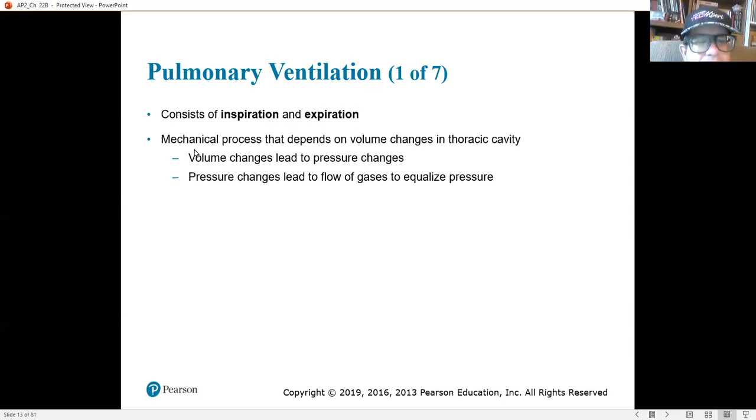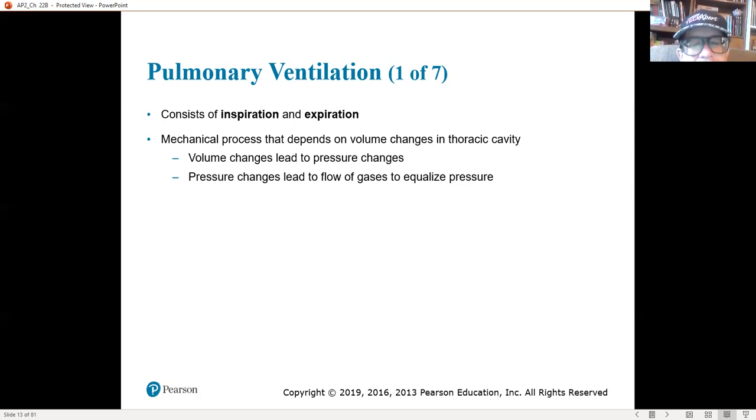So ventilation, movement of air, is a mechanical process. It depends on changes in pressure in the thoracic cavity. Makes perfect sense. When the diaphragm drops, you increase the volume of the lungs, the pressure goes down, and the air flows in. Yeah. When you use your intercostals to expand, to pull your ribs away from your midline, move your ribs laterally, you expand the lungs, make the lungs bigger, reduce the pressure in the lungs, air flows into the lungs.